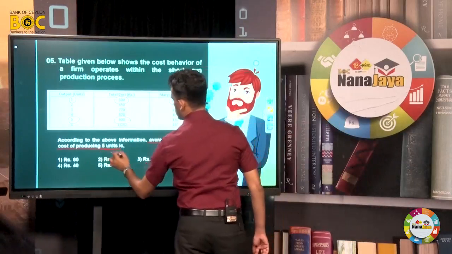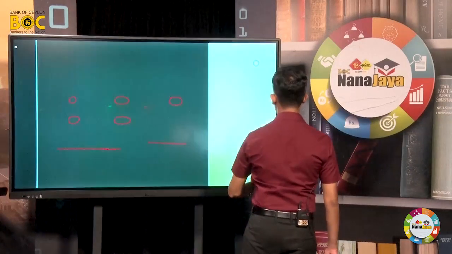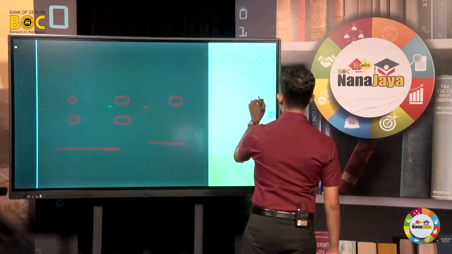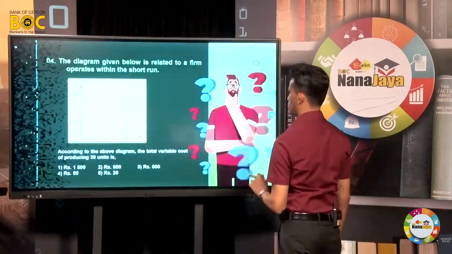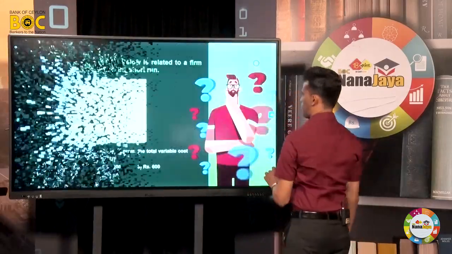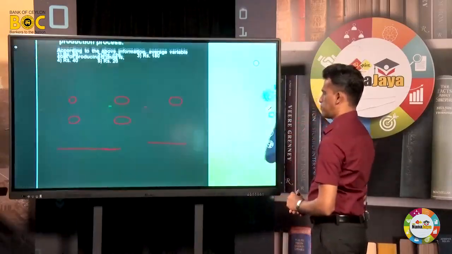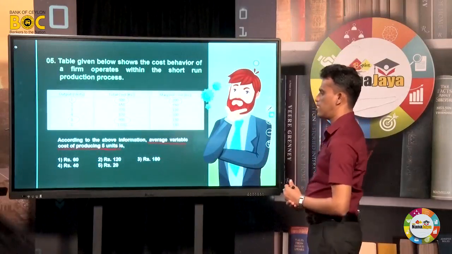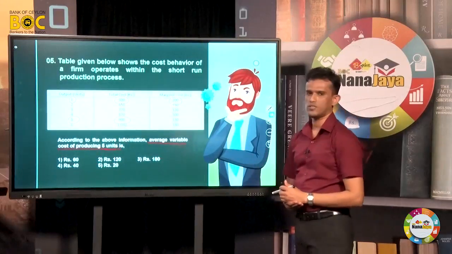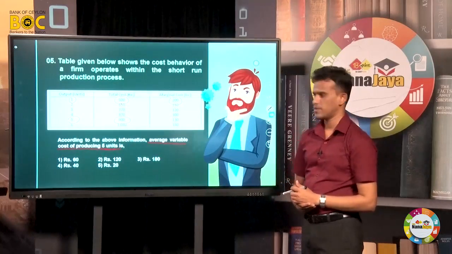Therefore, the right answer for this question should be rupees 120. Average variable cost of producing 5 units is rupees 120. Right.